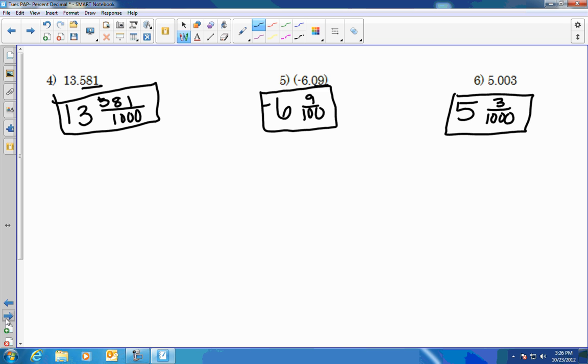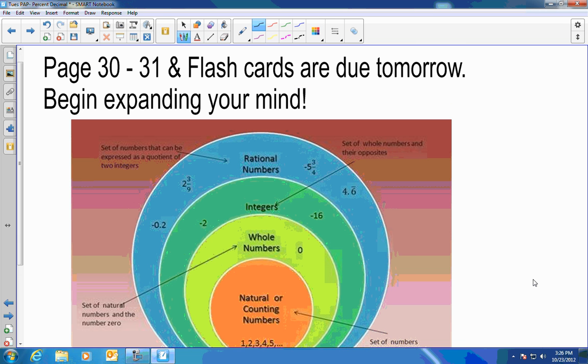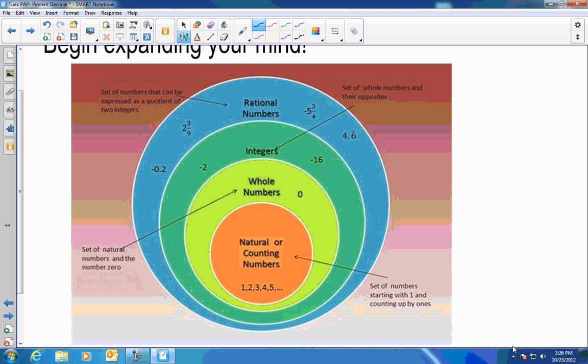Okay, so that's all we have for today. Here's another look at that chart that I was drawing for you earlier. Please begin the homework in the next few pages of your booklet.